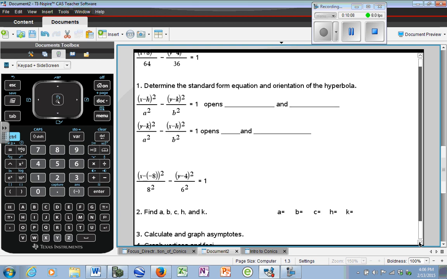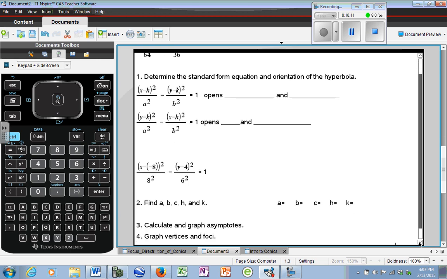Step 2, if it's in standard form, we can see A and B and H and K. So we already said A is... oops, that's not -8. What am I thinking? A is 8. B is 6. C is derived by taking the square root of 8 squared plus 6 squared. So C is 10. And H and K are right there as well. H is -8. K is 4.